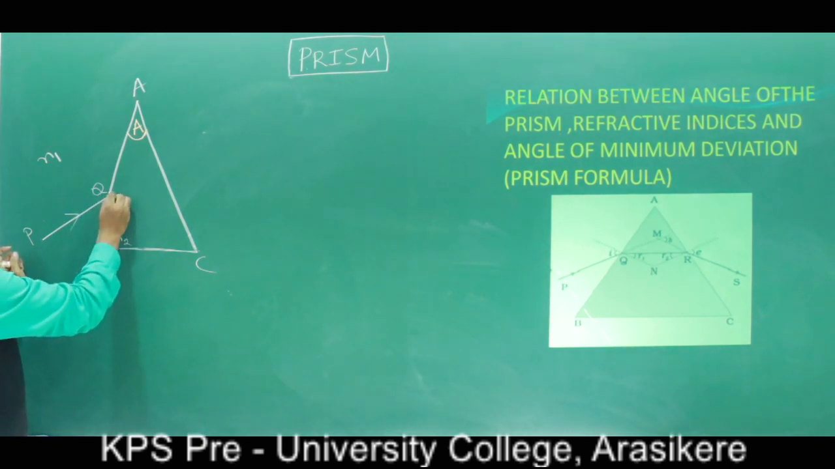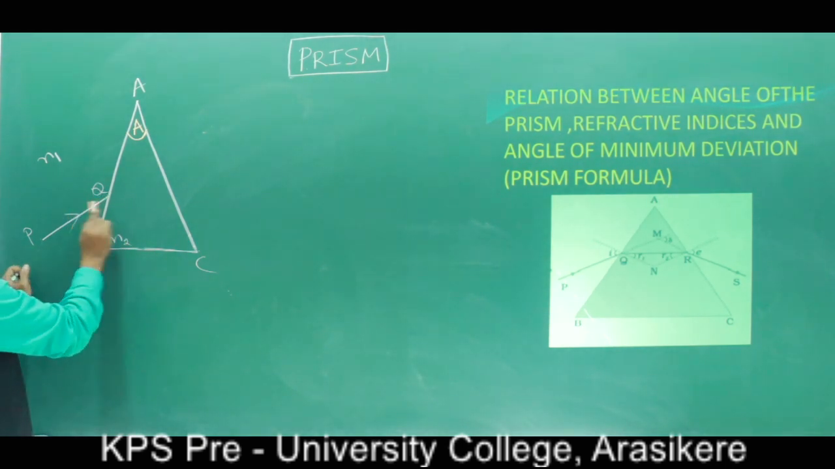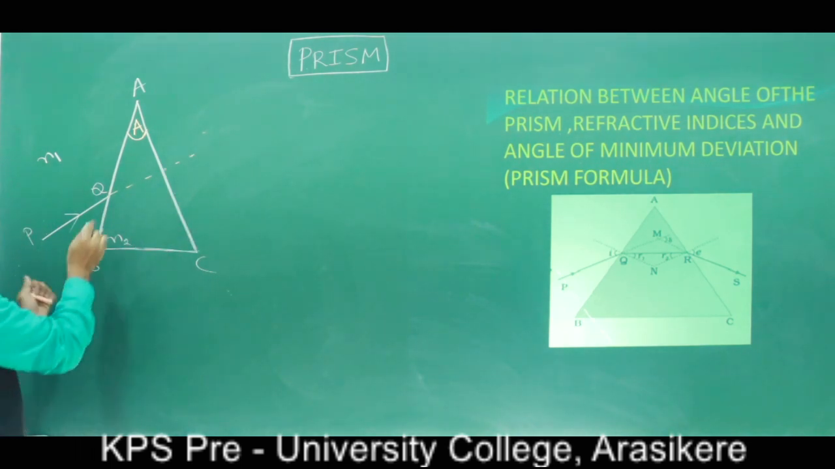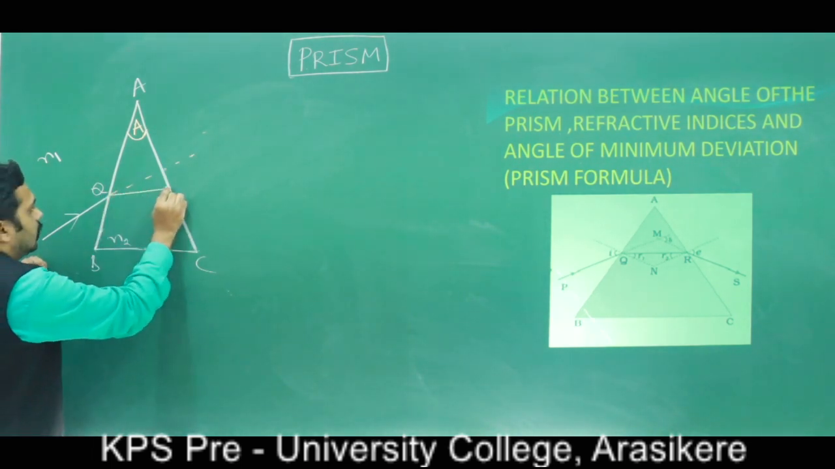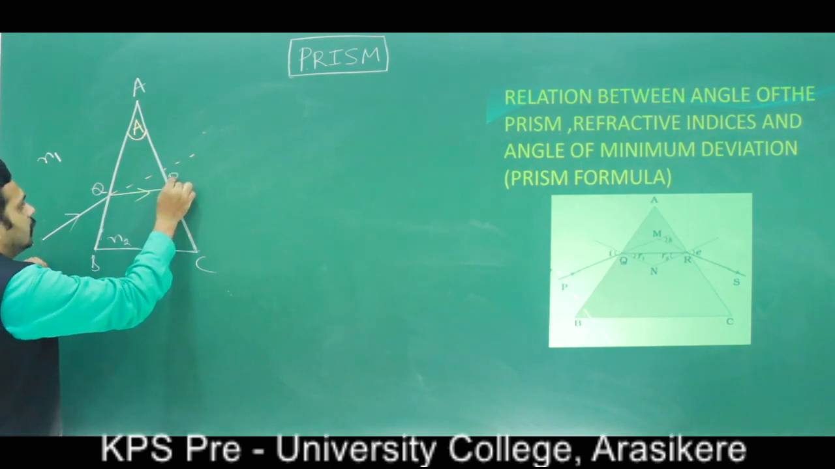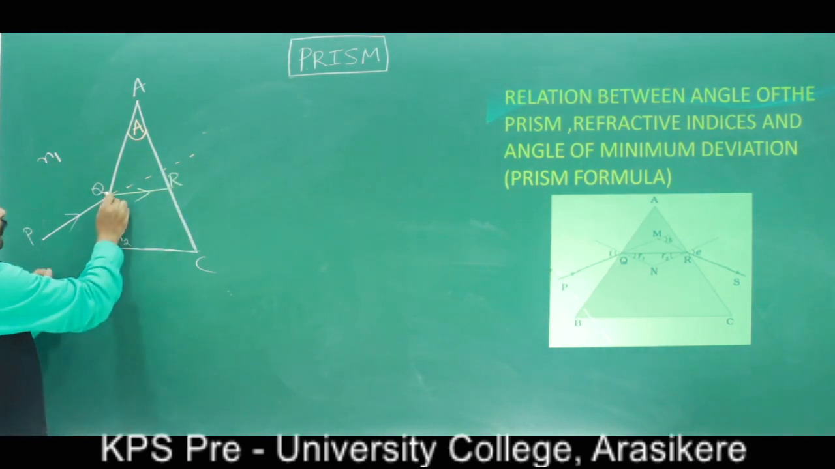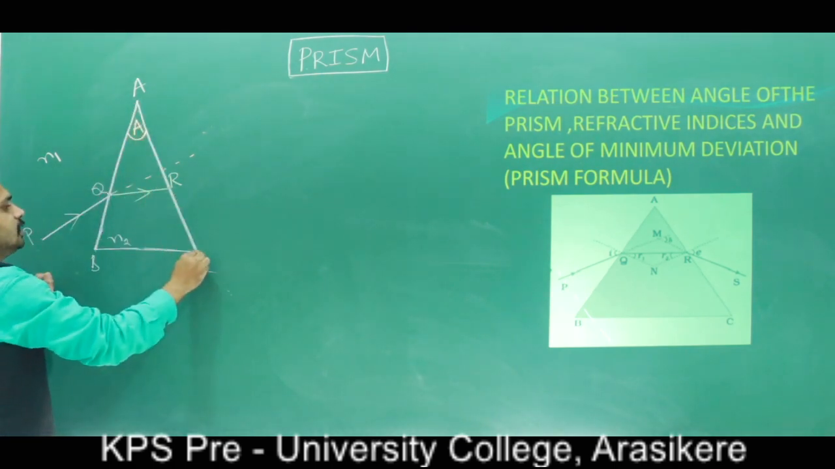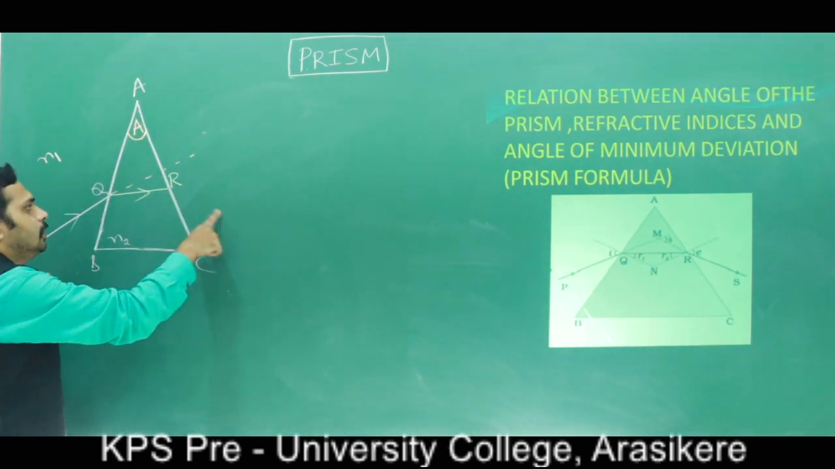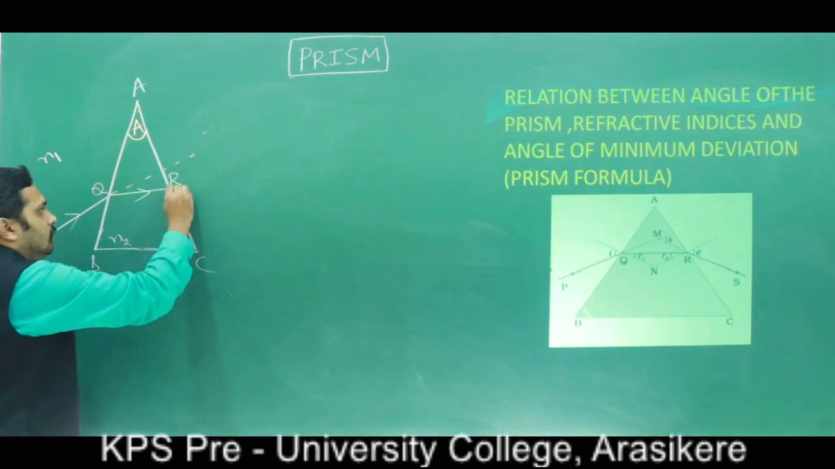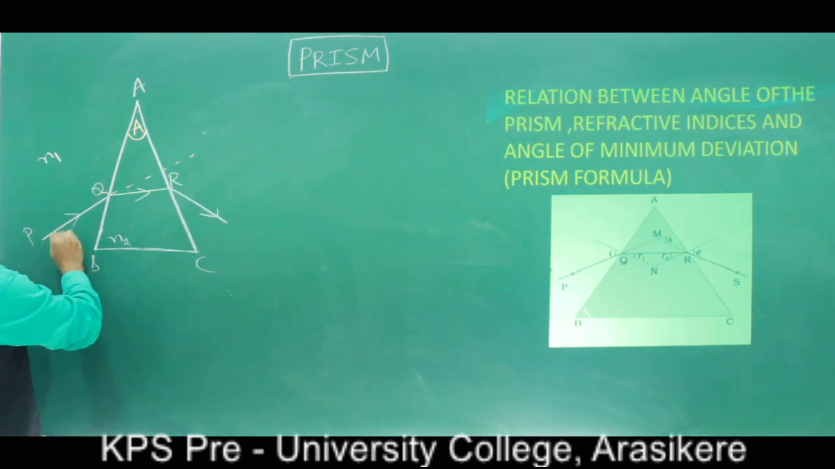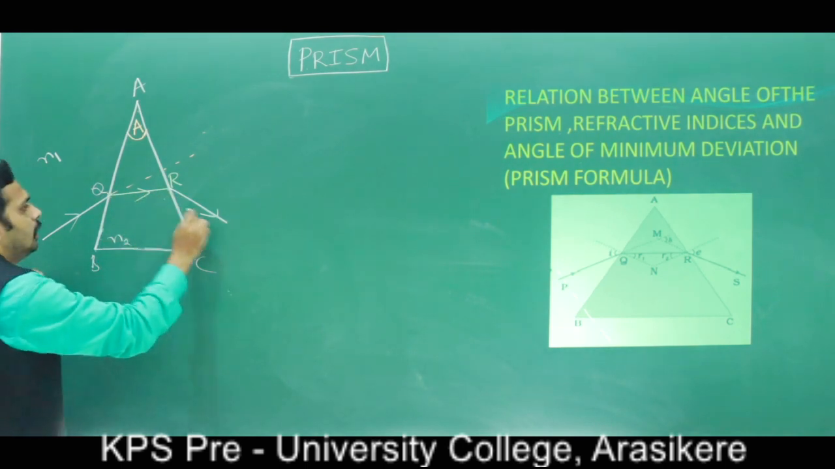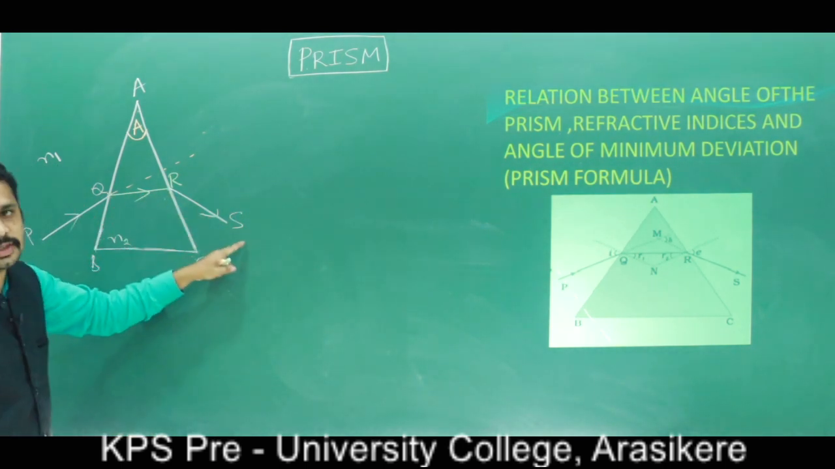We know that due to the change in medium, the light undergoes refraction. Now this is the refracted ray, QR. The refracted ray falls on the second surface, AC. Once again, it undergoes refraction. PQ is the incident ray, QR is the refracted ray, RS is the emergent ray.